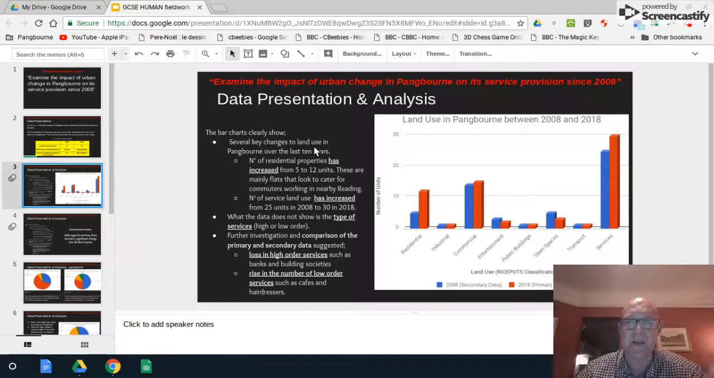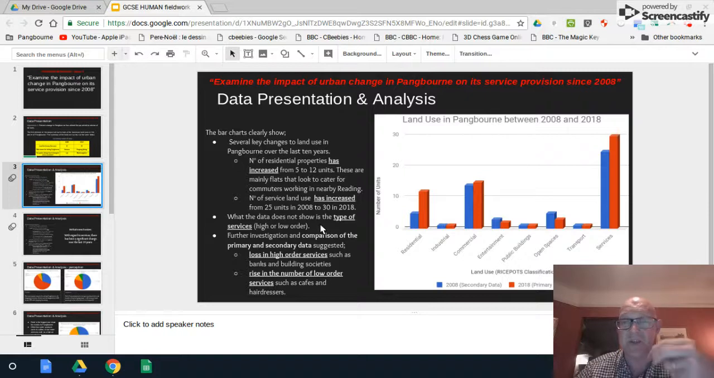So, several key changes in land use over the last 10 years. Number of residential has increased from 5 to 12, so more than 100% increase. The number of services has increased from 25 to 30, as I've mentioned before. Both of those you can see here. Okay, notice open spaces has gone down, for example.